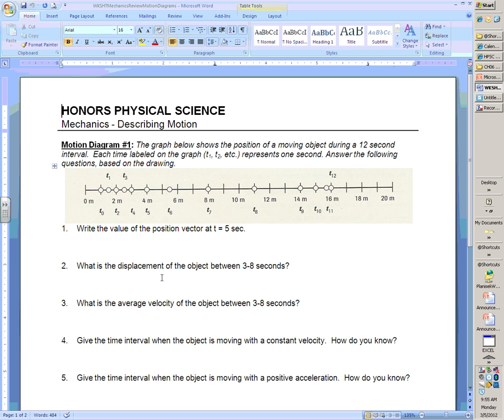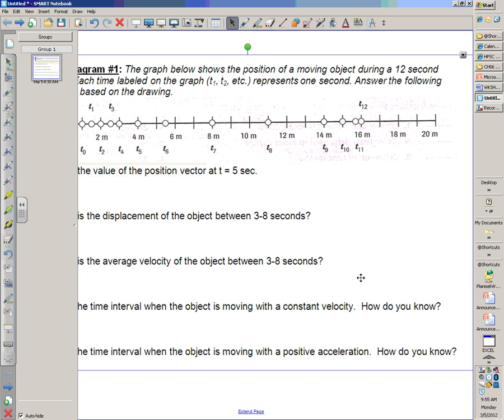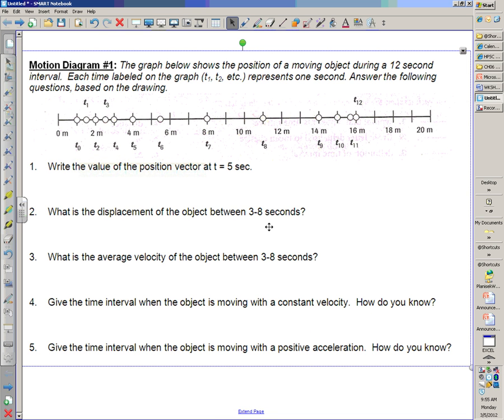The first question on the first side says write the value of the position vector at t equals 5 seconds. Let me bring this in. We talked about that the answer to that question was at 5 seconds, so we looked at 5 seconds. There it is, and so we said that the position vector was 4 meters, right?